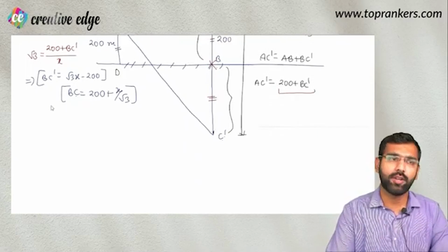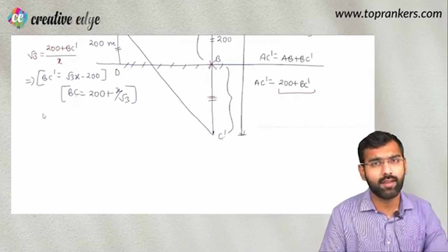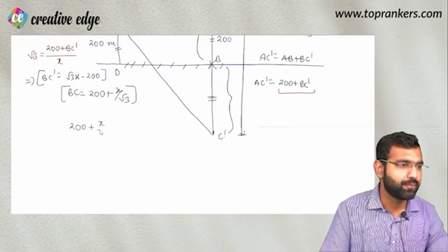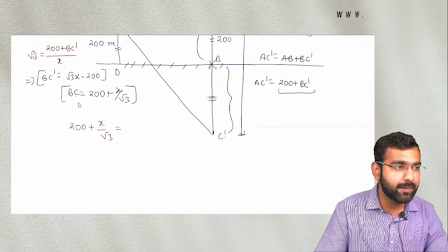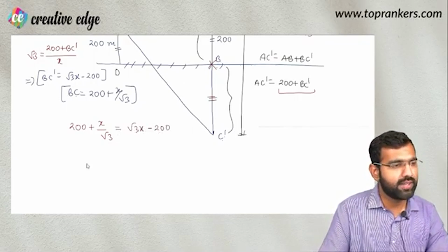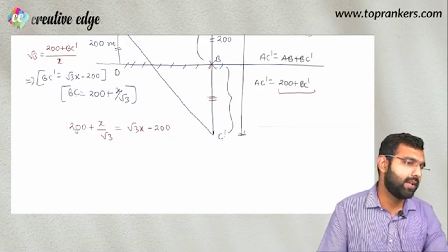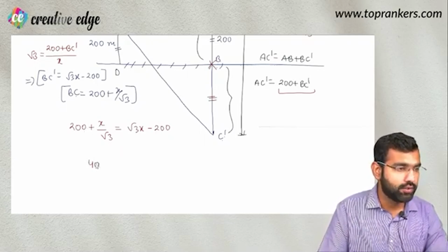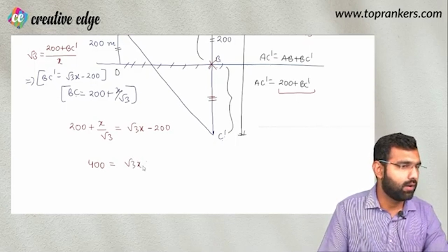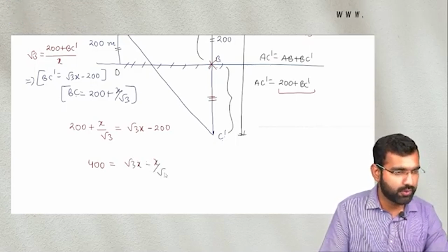Now BC dash, and if I keep it equal to BC, then from here I hope I can figure out the value of x. Now how do we do that? This is 200 plus x by root 3, that's the value of BC. BC dash is going to be under root 3x minus 200. Taking 200 on this side and x by root 3 on this side, so this is 400 is equal to under root 3x minus x by root 3. I hope we are doing it correctly.